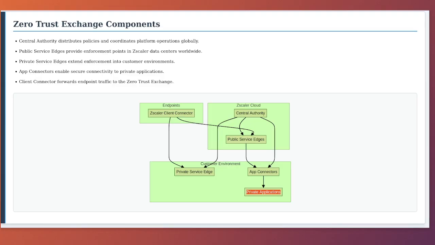Zscaler Client Connector is the endpoint agent that forwards traffic from user devices to the Zero Trust Exchange. It supports Windows, macOS, Linux, iOS, and Android. The client handles traffic steering, certificate installation for TLS inspection, and user authentication. It is the primary method for onboarding user traffic to Zscaler.